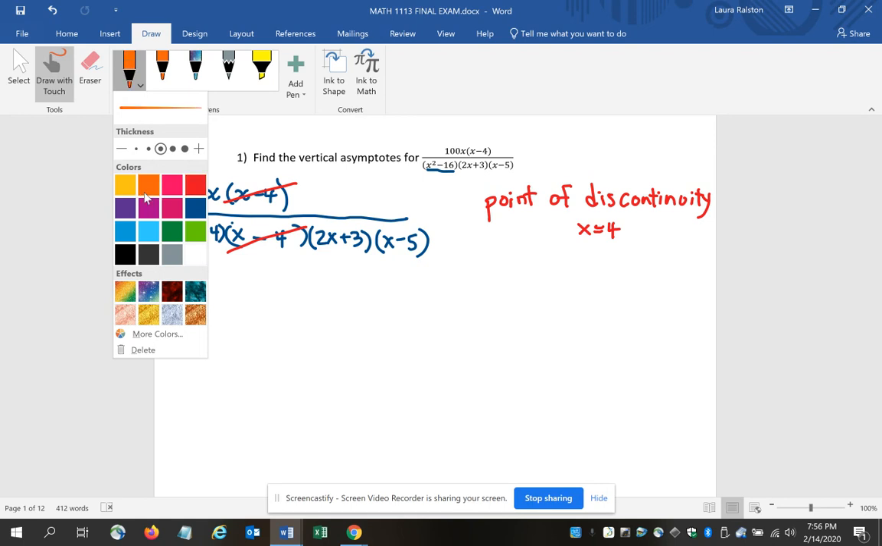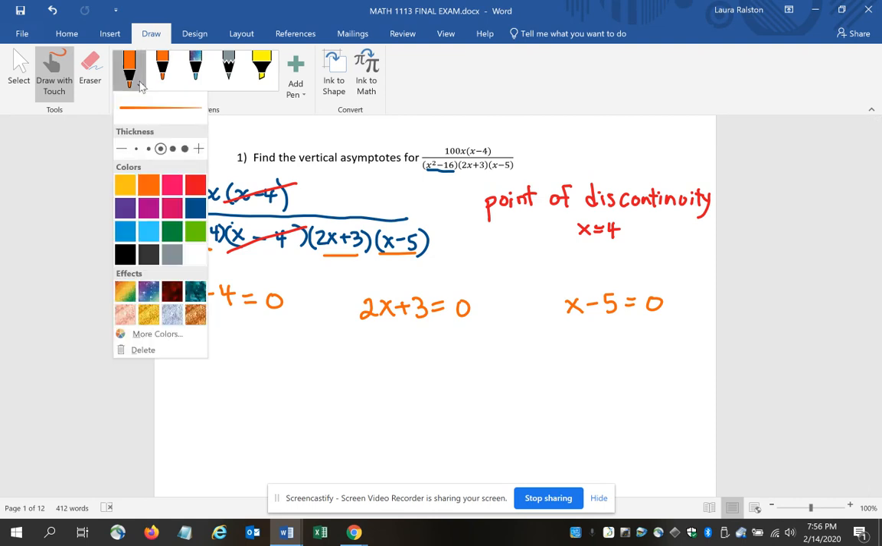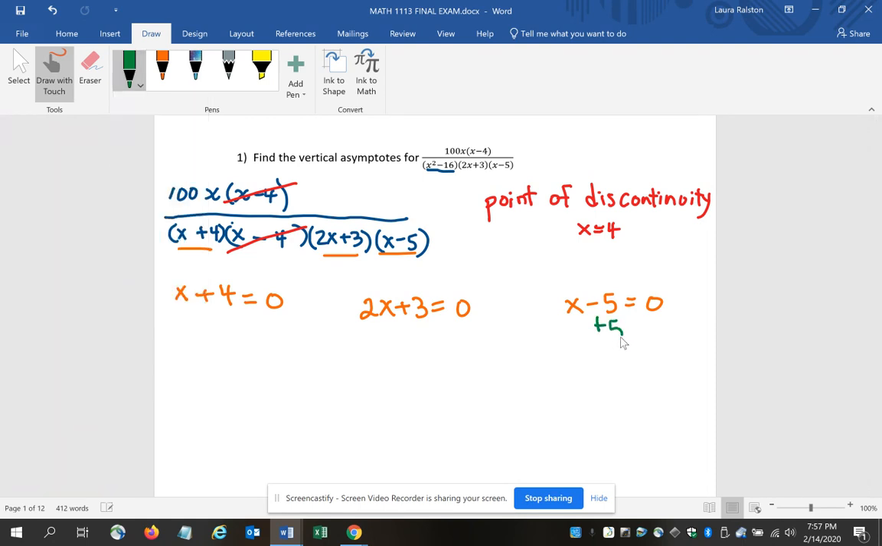But that does leave 3 other quantities in the denominator, and we know that the vertical asymptotes occur where those quantities are equal to 0, because you cannot have 0 in the denominator of a fraction. So we have x plus 4 equals 0, 2x plus 3 equals 0, and x minus 5 equals 0. And I'm going to solve each of those respectively for x. It doesn't matter where I start, so I'm going to add 5 to each side. So x equals 5 is one of the vertical asymptotes.